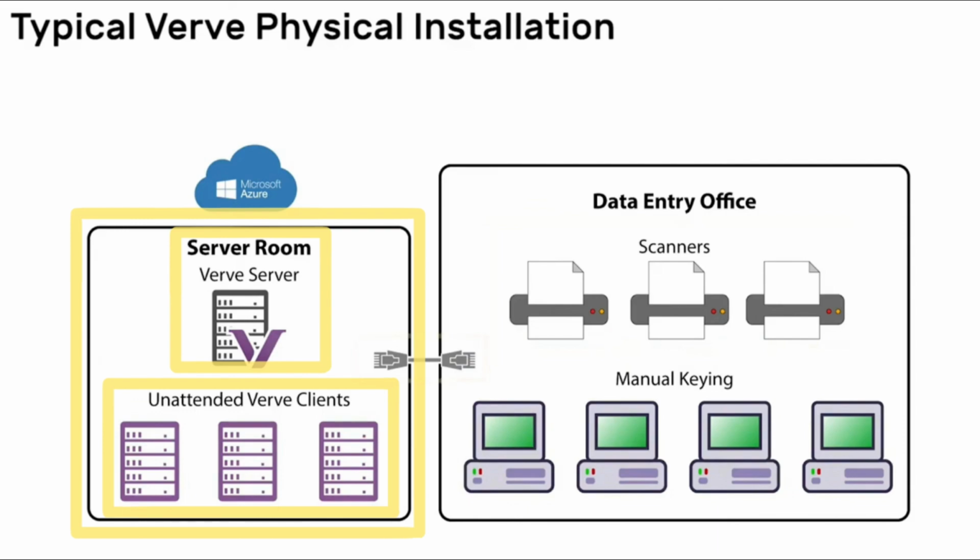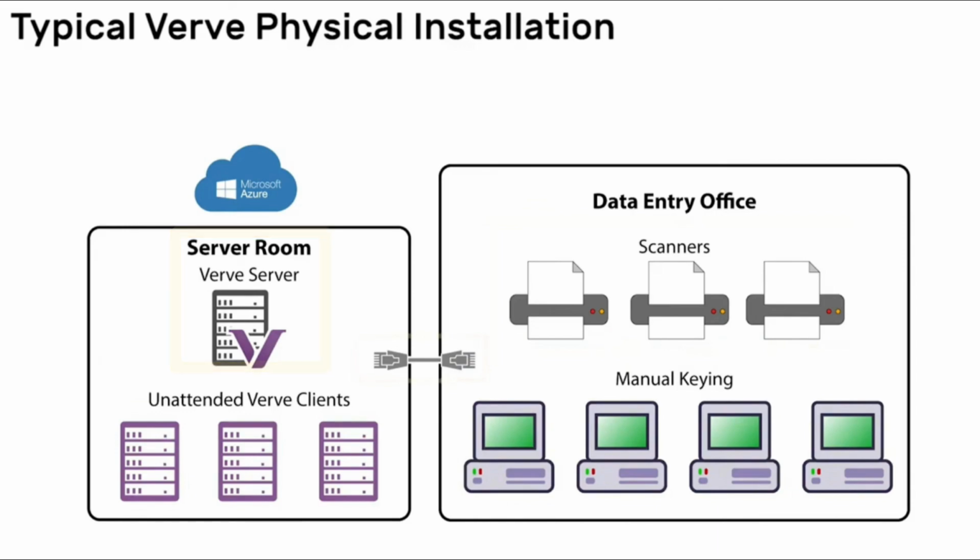The Verve server and unattended capture modules run on Windows Server instances. Verve Server is a 64-bit Windows service that does not require exclusive hardware. Other processes can simultaneously run on the same machine, but the number and type of those processes is dictated by the volume of documents being processed and turnaround time required.